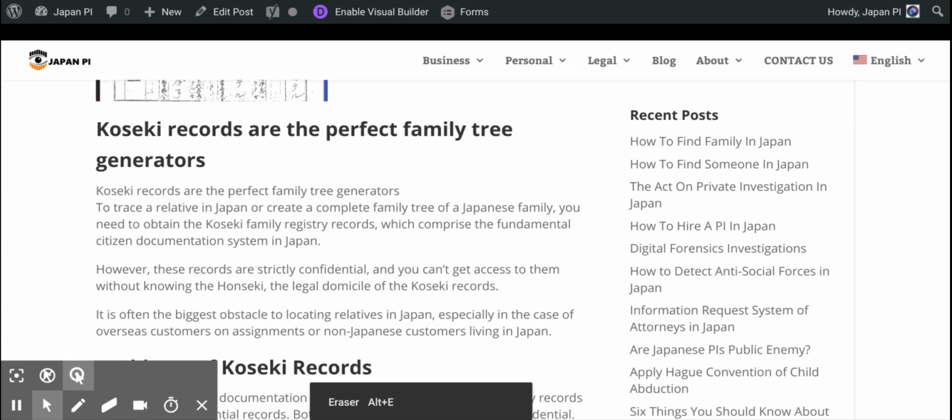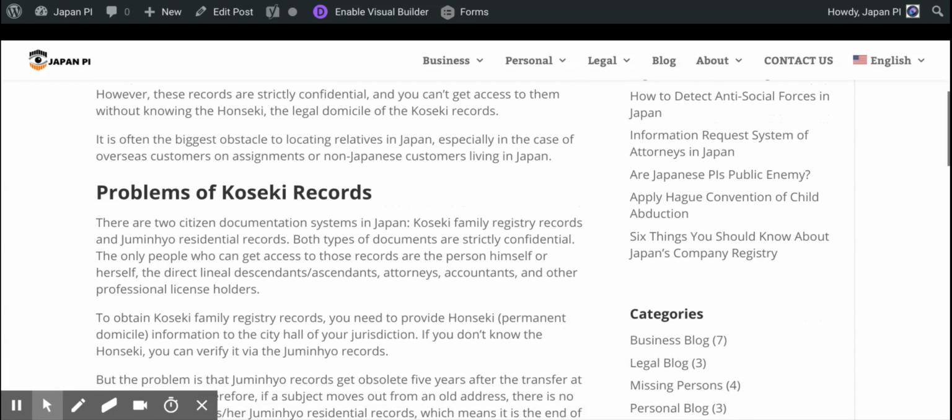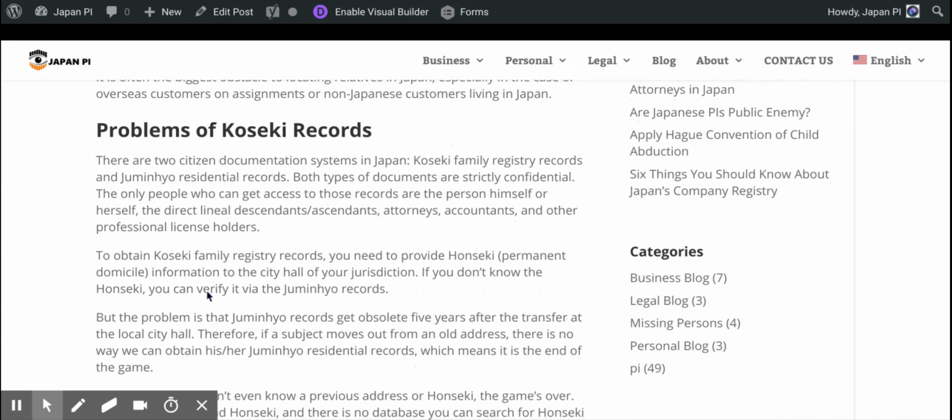Problems of Kiseki records. There are two citizen documentation systems in Japan, Kiseki Family Registry Records and Jumonhyo Residential Records. Both types of documents are strictly confidential. The only people who can get access to those records are the person himself or herself, the direct lineal descendants, ascendants, attorneys, accountants, and other professional license holders. To obtain Kiseki Family Registry records, you need to provide Hanseki permanent domicile information to the city hall of your jurisdiction. If you don't know the Hanseki, you can verify it via the Jumonhyo records.